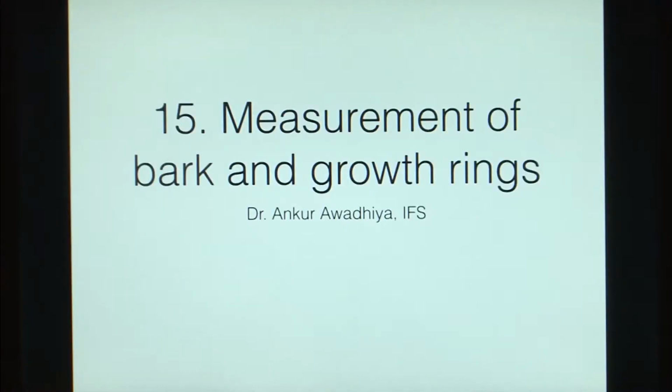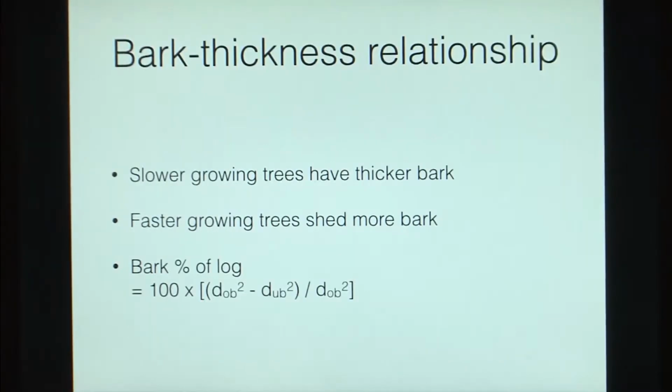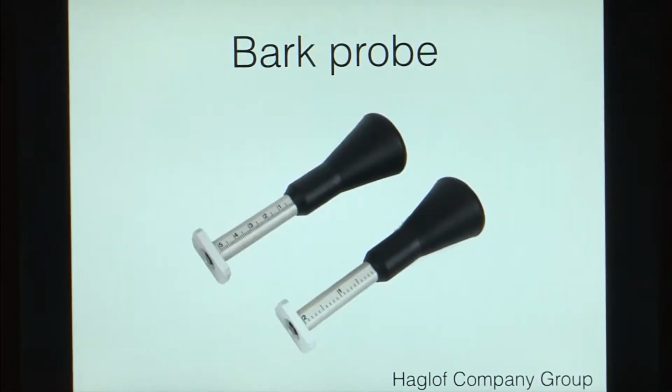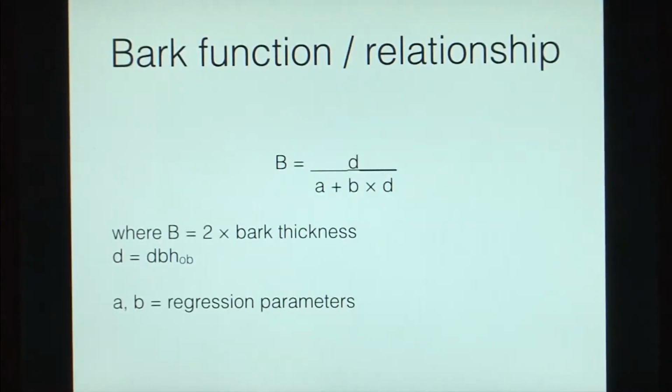Next, we looked at the measurement of bark and growth rings. So, the bark and thickness relationship was seen. Now, bark thickness is measured with a Swedish bark gauge or with a bark probe. Then we looked at their limitations, because they might even be penetrating into the sapwood, thus overestimating the bark, and so quite a lot of skill and experience is required to correctly judge how much penetration needs to be made. Then we looked at bark function and relationship as compared to the diameter at breast height and the regression parameters.